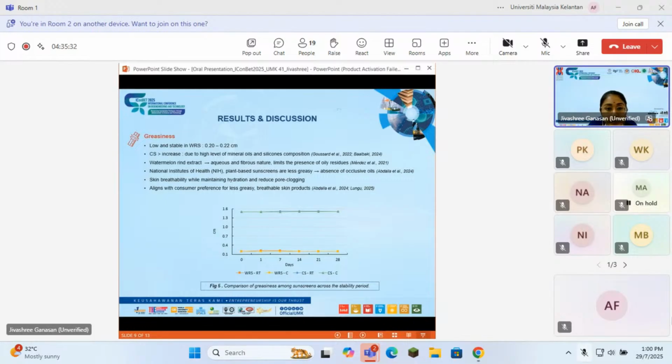This aligns with the consumer preference as well to promote lightweight, non-greasy products that allow skin to breathe while staying hydrated. According to the National Institutes of Health, plant-based sunscreens are more likely to be less greasy because of the absence of occlusive oils. And this is why most consumers prefer less greasy sunscreens.